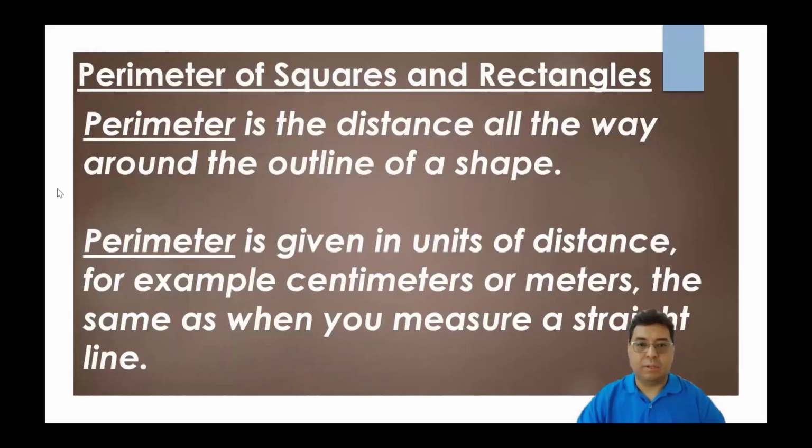So before we do that, let's go ahead and take a look at what a perimeter is. A perimeter is the distance all the way around the outline of a shape. Perimeter is given in units of distance, for example, centimeters or meters, the same as when you measure a straight line. Okay, so I just wanted to give you a little outline of this, and let's go ahead and take a look at some examples now.